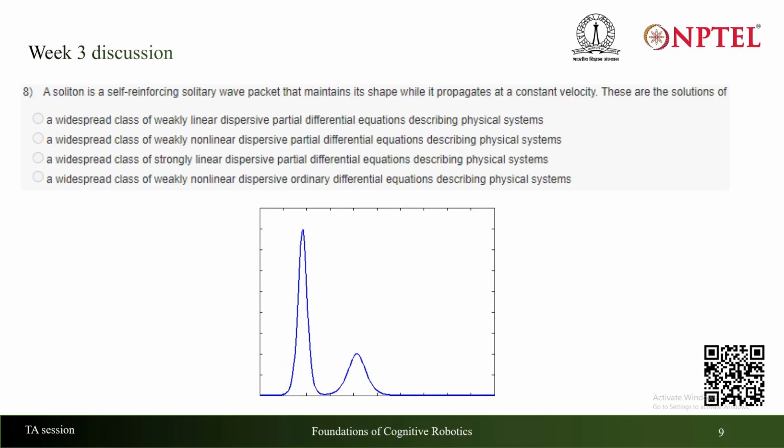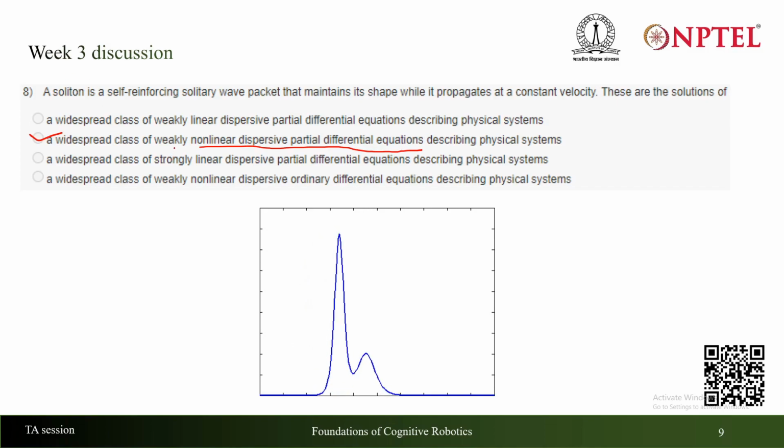Coming to question 8, a soliton is a self-reinforcing solitary wave packet that retains its shape while it propagates at constant velocities. So these are the solutions of a widespread class of weakly linear dispersive partial differential equations describing physical systems, or weakly non-linear dispersive partial differential equations, or strongly linear dispersive partial differential equation, or weakly non-linear dispersive ordinary differential equation. So the right answer is B. It's a weakly non-linear dispersive partial differential equation.